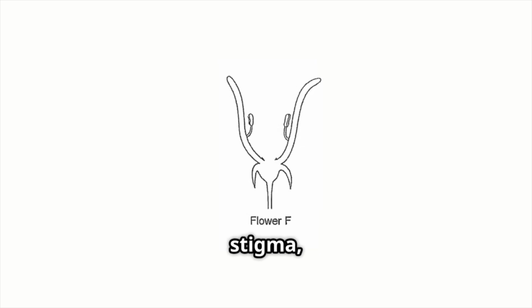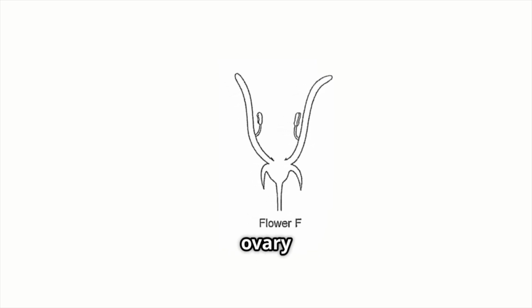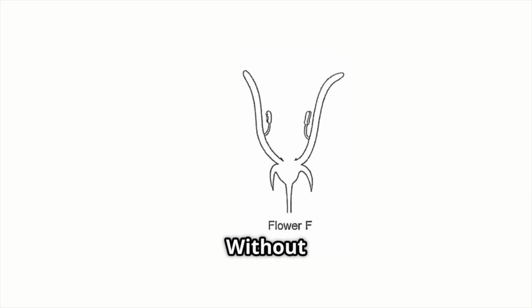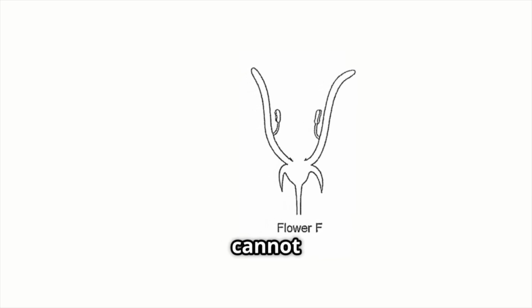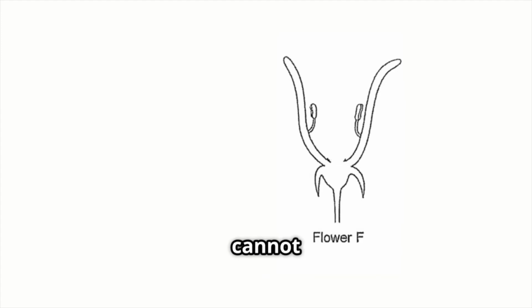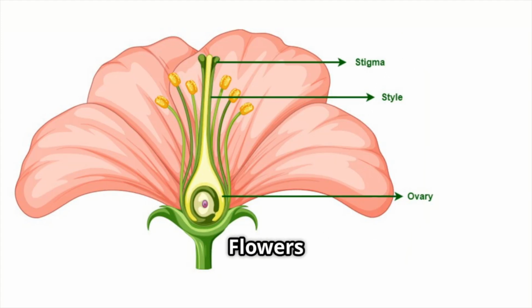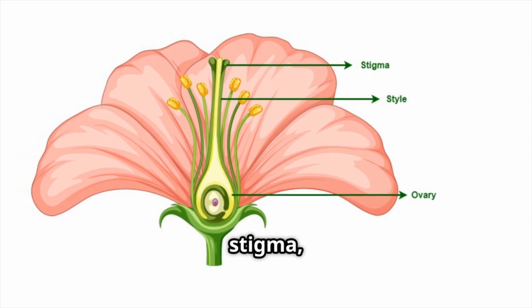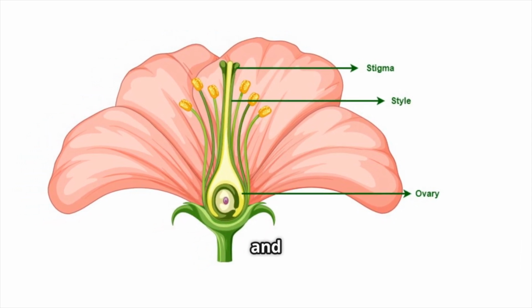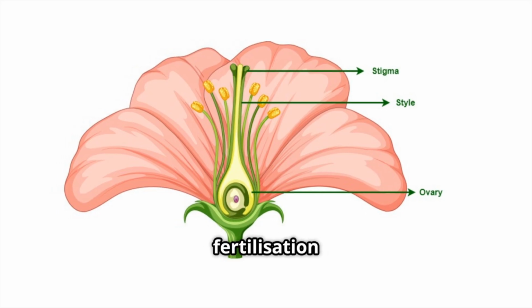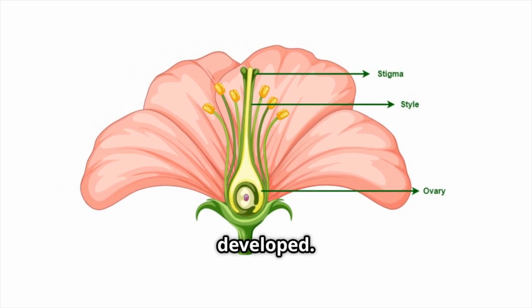C. Flower F had no stigma, style, ovary and ovule. Without these parts, pollen cannot land on the stigma, travel down the style and reach the ovule. As a result, fertilization cannot take place and no fruit is formed. But flowers E and G still had their stigma, style, ovary and ovule. So fertilization occurred and fruits developed.